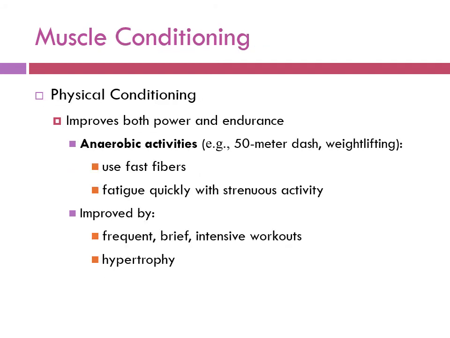Physical conditioning improves both power and endurance. Anaerobic activities like weightlifting or the 50-meter dash use your fast fibers, and you fatigue more quickly with strenuous activity. You can't sustain it as long as you can sustain aerobic activities. You can improve your anaerobic activity by frequent, brief, intense workouts and hypertrophy. You're going to increase your muscle size, and so you're going to increase your strength and your speed in a 50-meter dash.